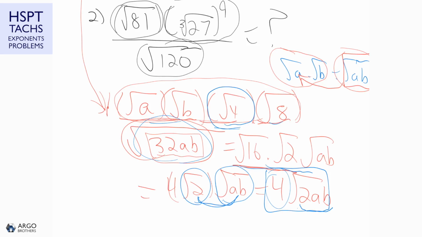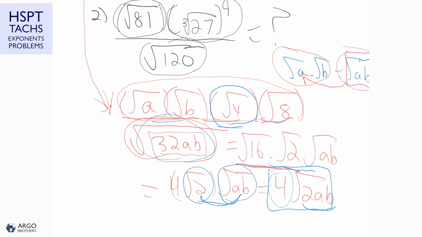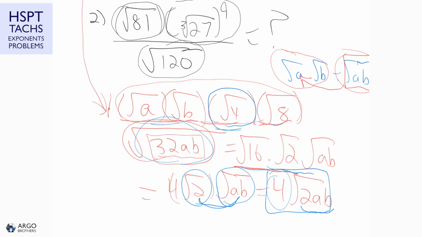You want to have one term, and that term that we got here is 4 square root 2ab. All right, great. And so that was just the first one. Now let's go over number 2. I'll copy down number 2 here.